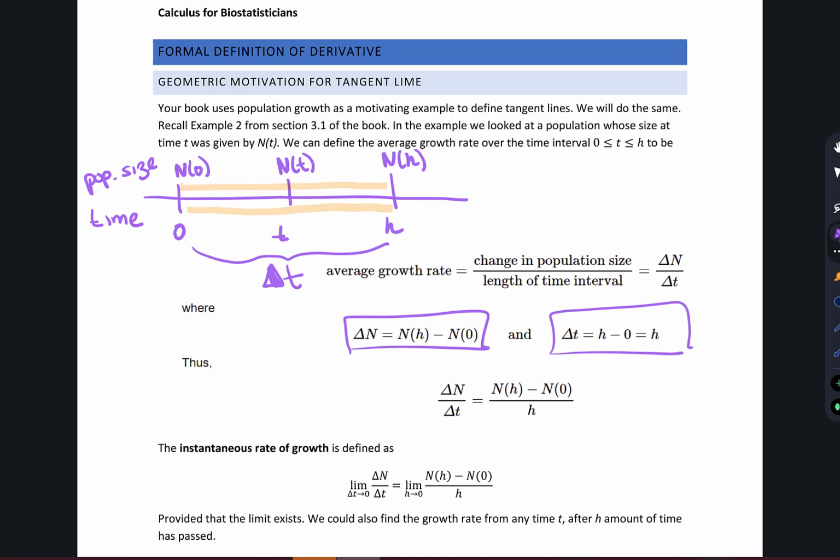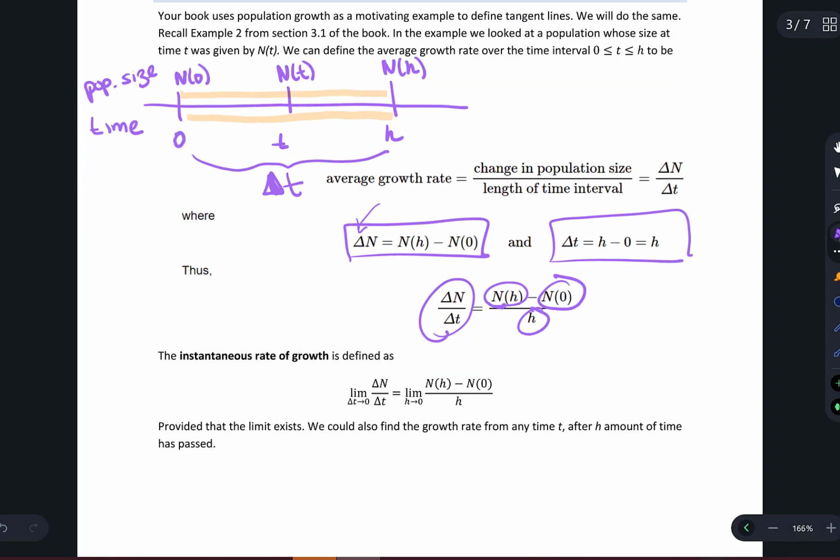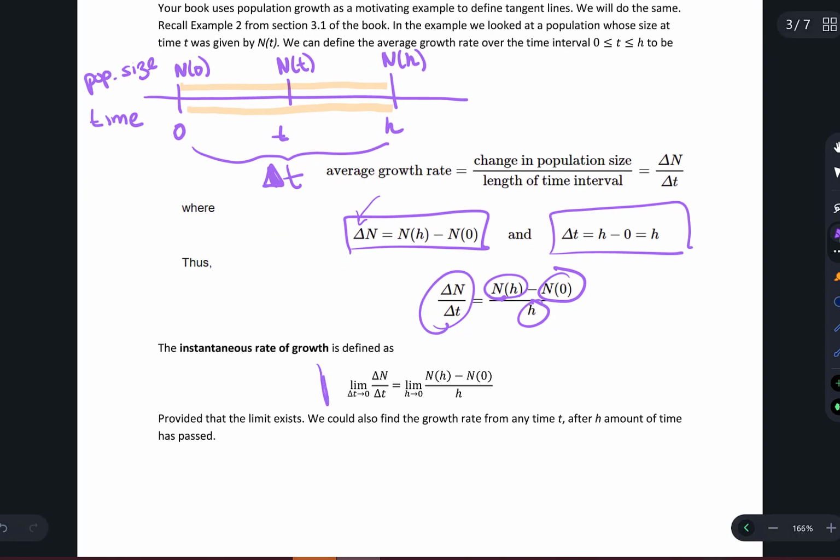Don't get too alarmed again by the symbol delta. Delta just means change. If we want to look at that ratio of the change in population size divided by how much time has passed, here we have the difference between the ending population size and the starting population size over h. The reason we just have h in the bottom is because we started at time 0. And so this is actually called the instantaneous rate of growth. The reason for this is we're starting at time 0 and we're going up to h.